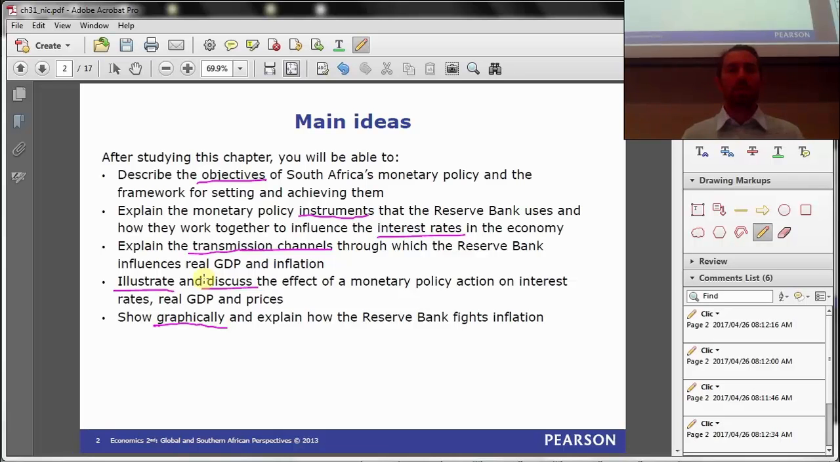So all of these things we've touched on in the course so far. We have dealt with these things along the way. We've seen graphically how changes in the money market influence things like real GDP as well as inflation and prices. Today we're just going to formalize that whole discussion within the context of an understanding of what the Reserve Bank does.